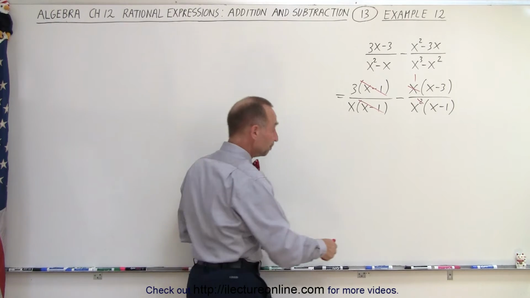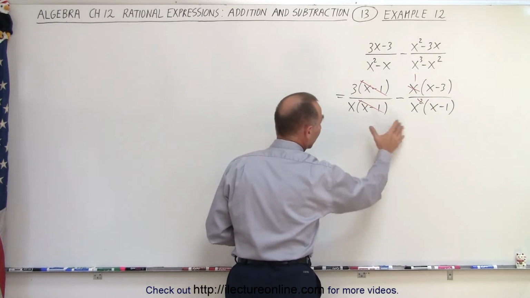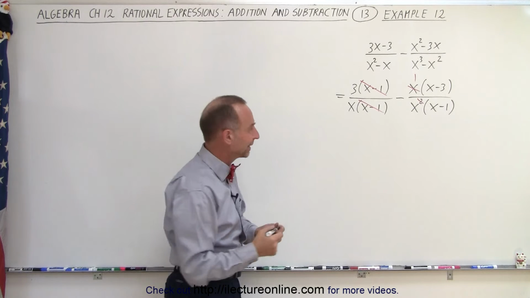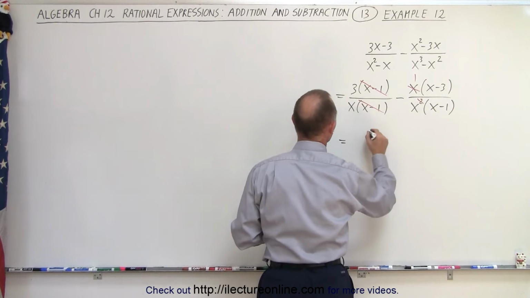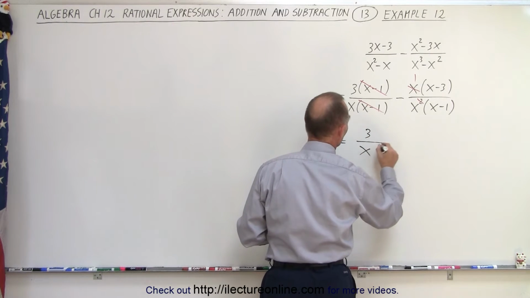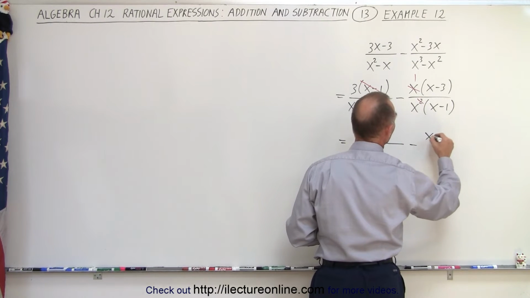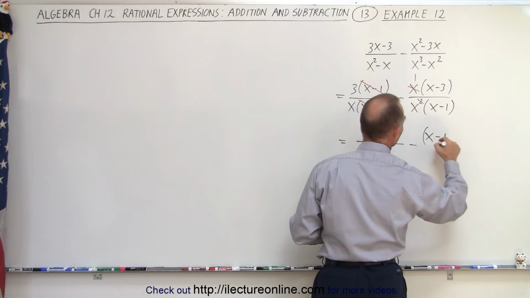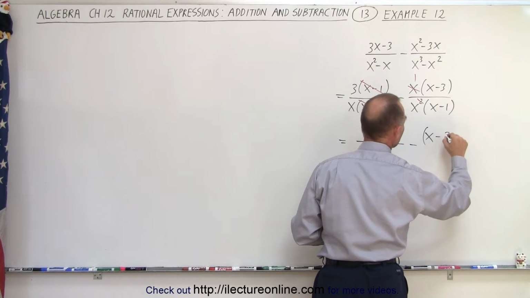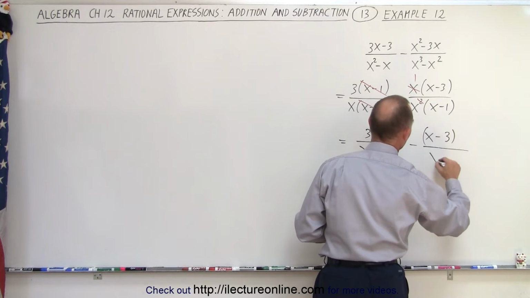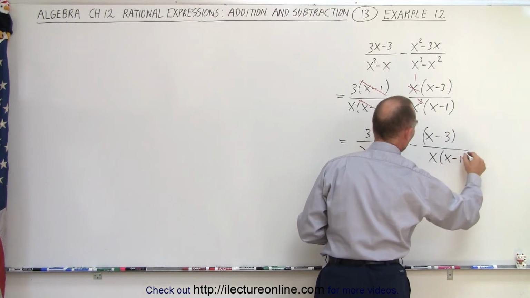Now I'm going to rewrite it so that it's a little bit cleaner. So this is now equal to 3 divided by x. I'm going to make this a little bit longer. Minus, in the numerator, we end up with an x minus 3. Whoops, should have been a 3. Divided by x times x minus 1.